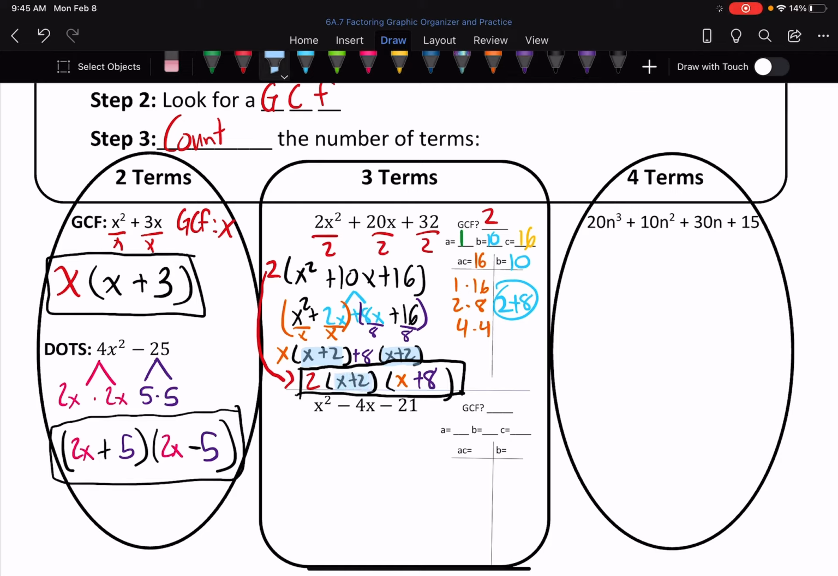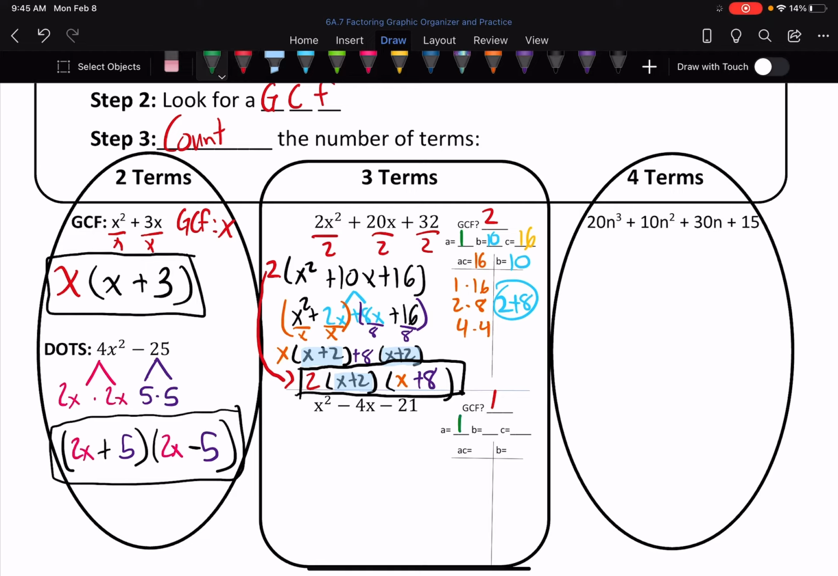All right, let's look at the one beneath this. It's x squared minus 4x minus 21. First, we got to make sure that it's in standard form, which it is. Second, we look for a GCF. There is no greatest common factor between x squared minus 4x minus 21, so you can say that it's 1 if it makes a little bit more sense for you. And then we go on to do our ABC chart.